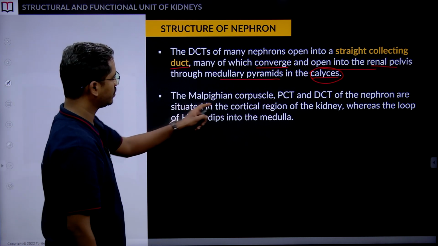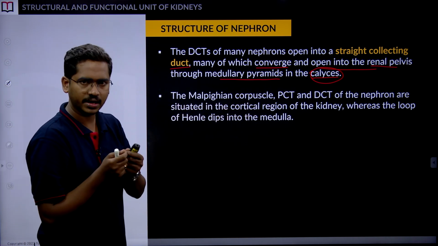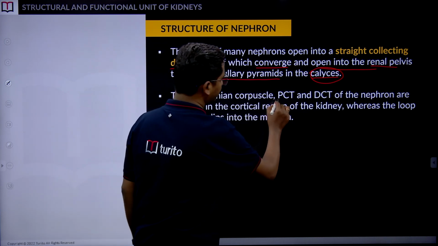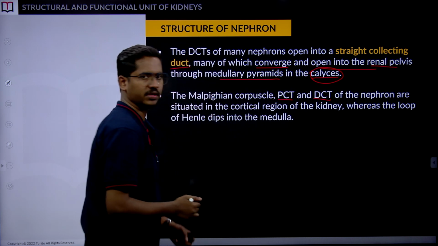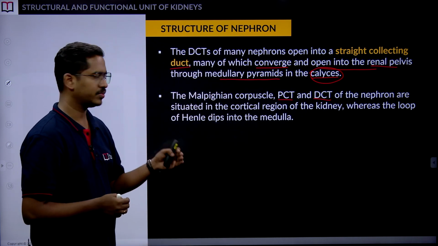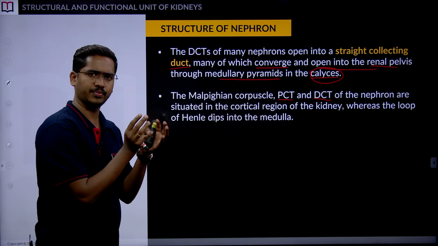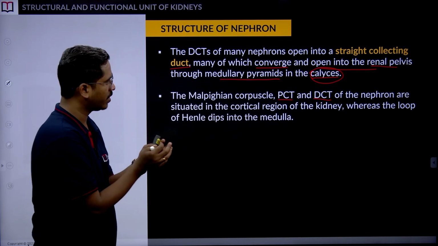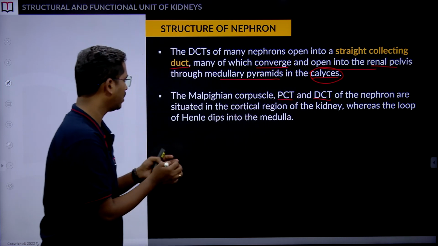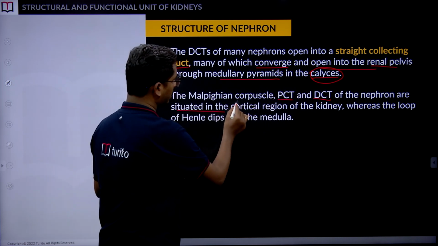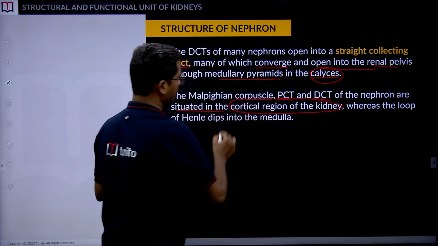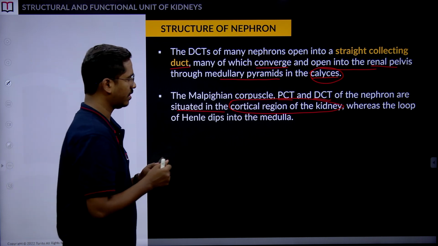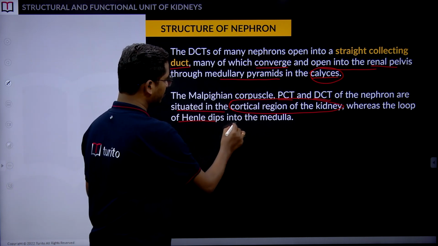Okay. So, the Malpighian corpuscle, that is the renal corpuscle or the Malpighian corpuscle, both are same, and the PCT and DCT. So, that is a continuation now. Malpighian corpuscle, that the Bowman capsule, everything is arranged right, that is what is Malpighian corpuscle, followed by we have the PCT and the DCT of the nephron are situated in the cortical region of the kidney, that is at the cortex region of the kidney, whereas the loop of Henle dips into the medulla.